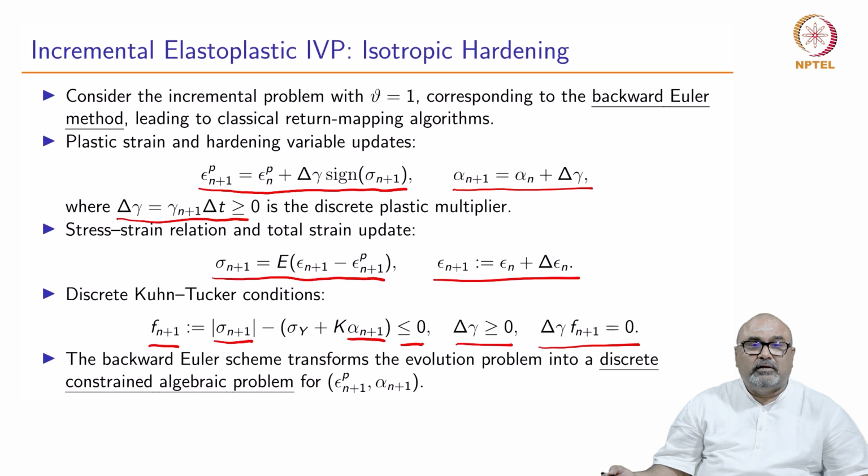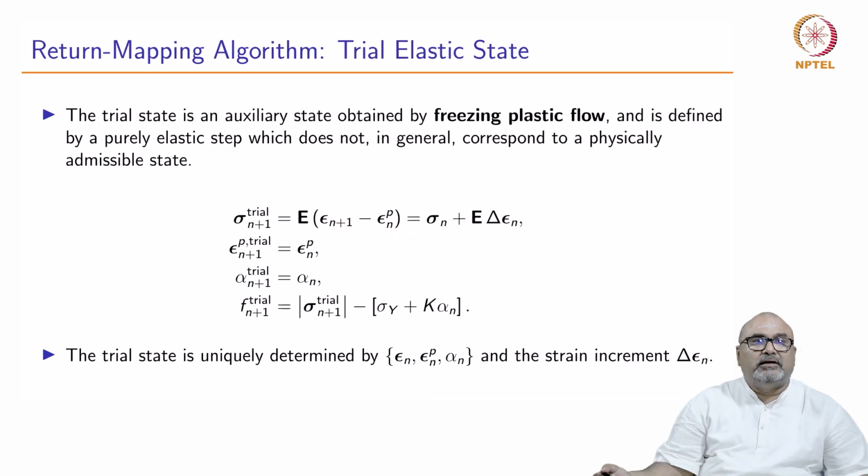The backward Euler scheme transforms the evolution problem into a discrete constrained algebraic problem for ε^p_{n+1}, α_{n+1}. Now, the trial state is an auxiliary state which is obtained by freezing the plastic flow.